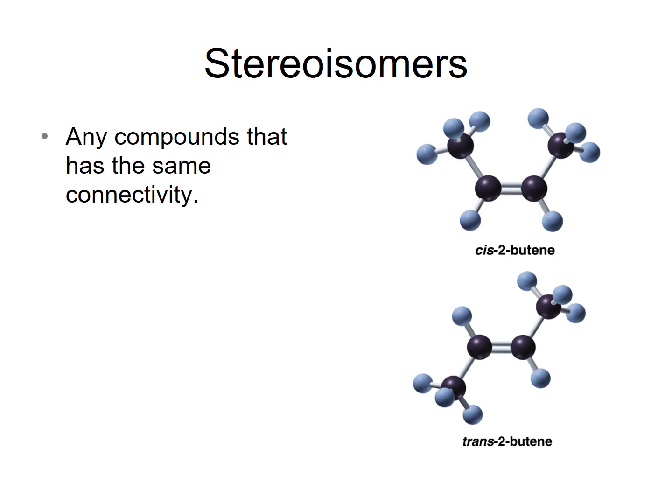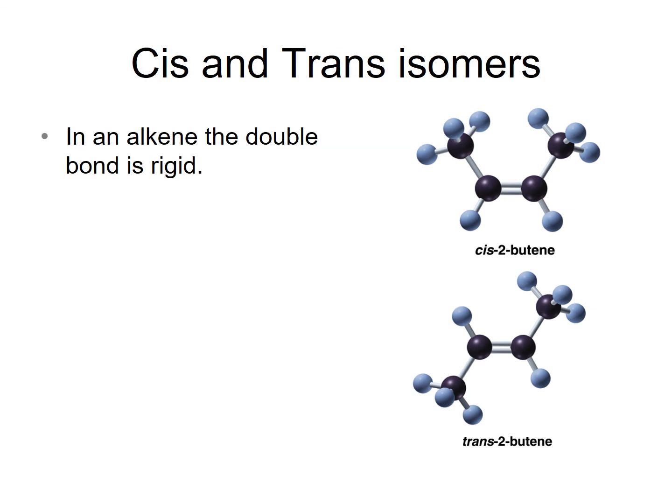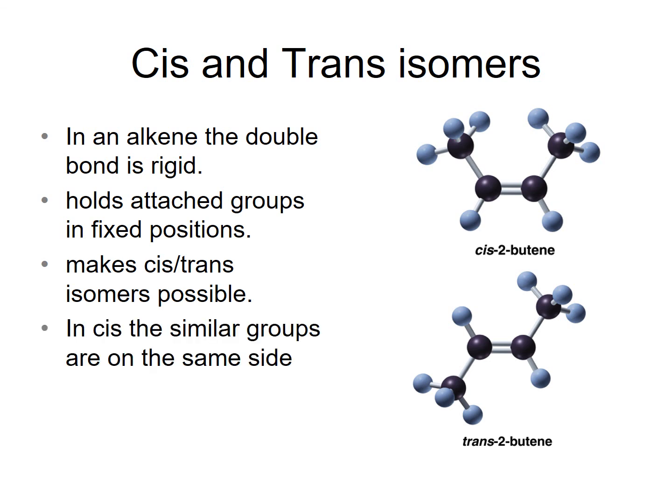So when you have compounds that have the same connectivity, the same atoms connected to the same atoms, but they differ in the ways in which they are attached, then it's called a stereoisomer. Cis and trans isomers are possible because the alkene double bond is rigid and holds those groups in fixed positions. In the cis, the similar groups are on the same side, like sisters, and in the trans, they are on opposite sides, like transatlantic.